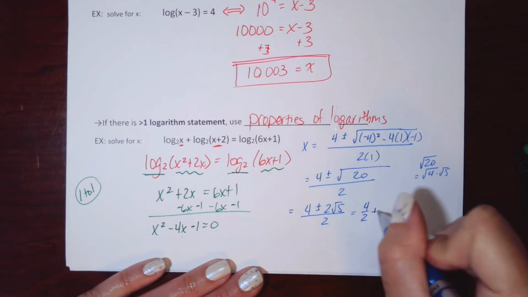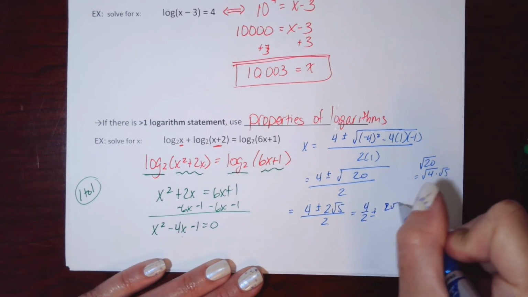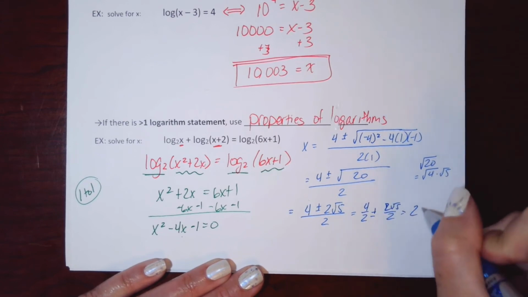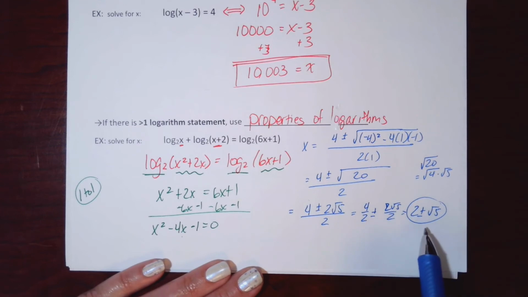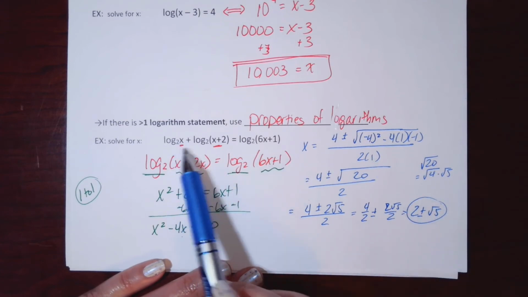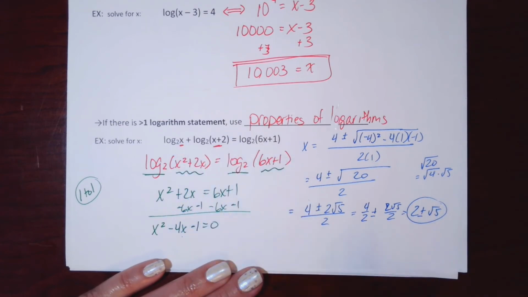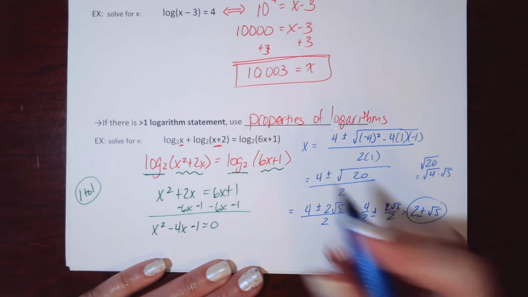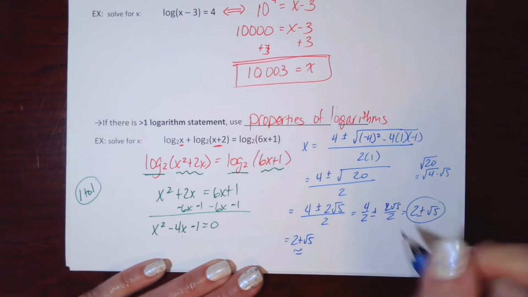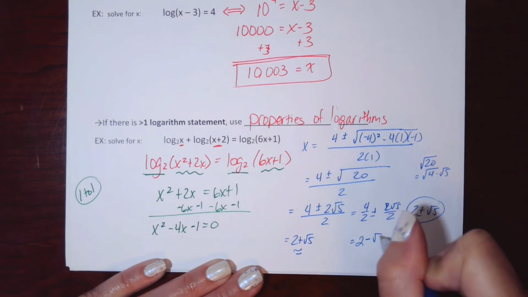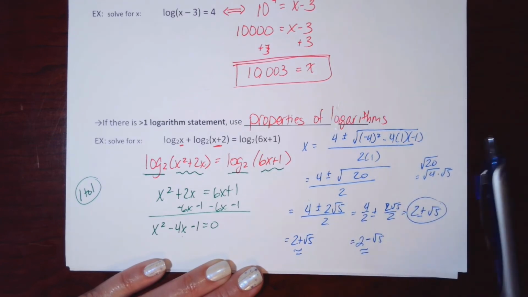4 over 2 plus or minus 2 square root 5 over 2 gives me 2 plus or minus the square root of 5. So I've got two separate proposed solutions, 2 plus the square root of 5 and 2 minus the square root of 5. Because these are my arguments, I need to be able to check and see if they're going to be valid. So I need to see, okay, 2 plus the square root of 5 is about what? And 2 minus the square root of 5 is about what?